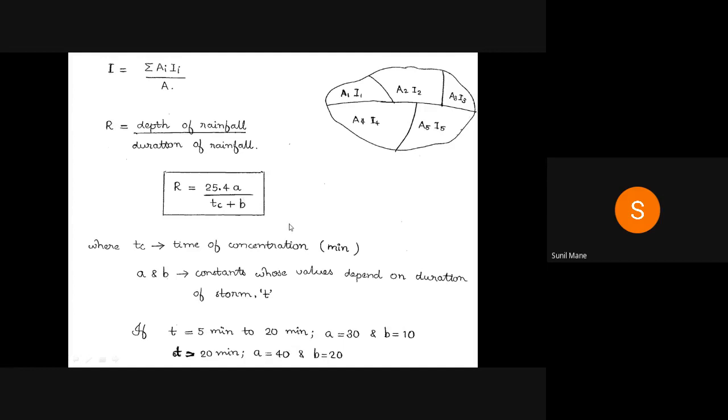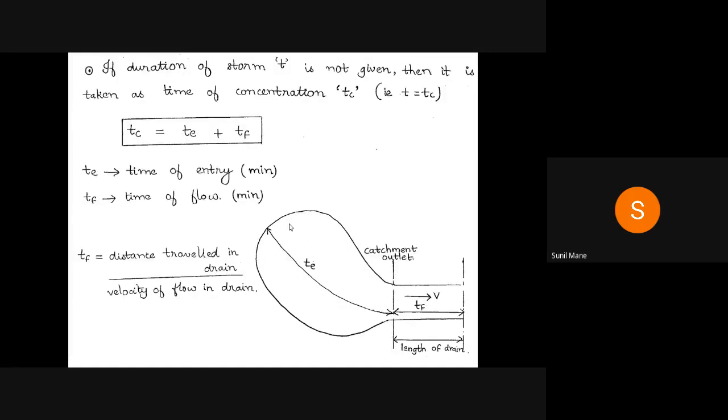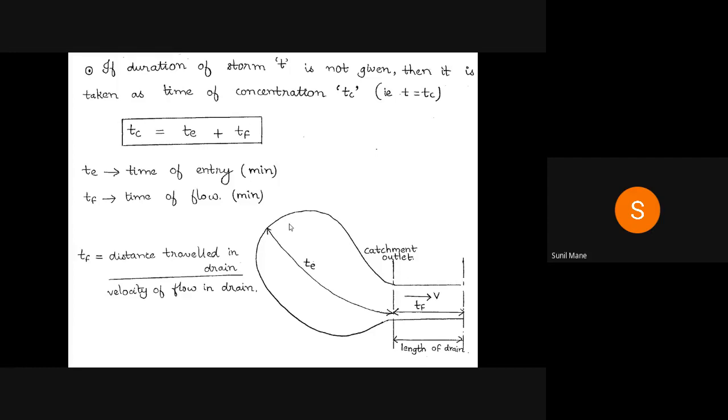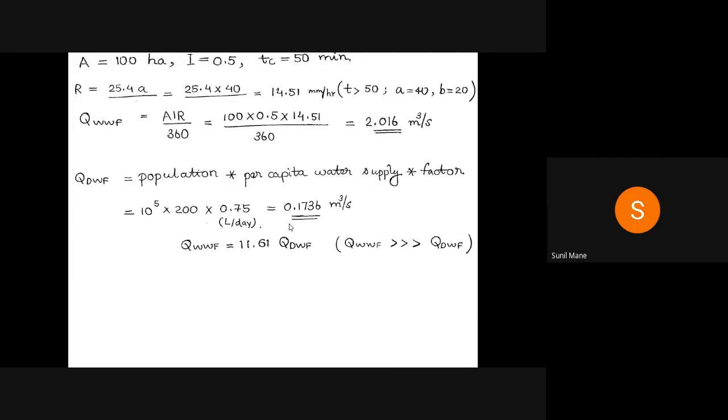So A and B are put in, and then we go for the actual calculation. The time of concentration again has two components: time of entry and time of flow. Those details we can get, and directly put them into the formula. If we have to find out those details on the field, then we can calculate the time of concentration. After getting it, we put all those things in the rational formula and calculate the quantity of flow.